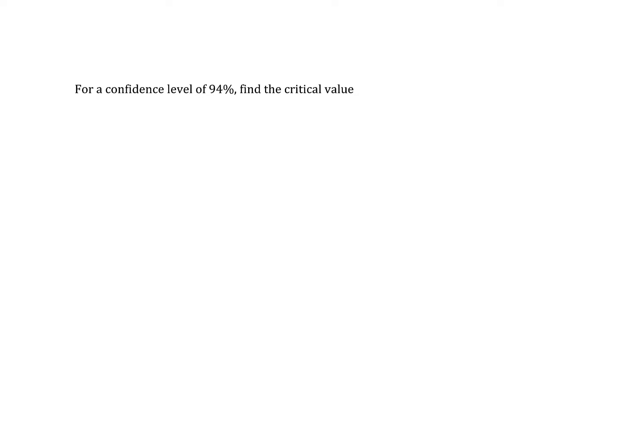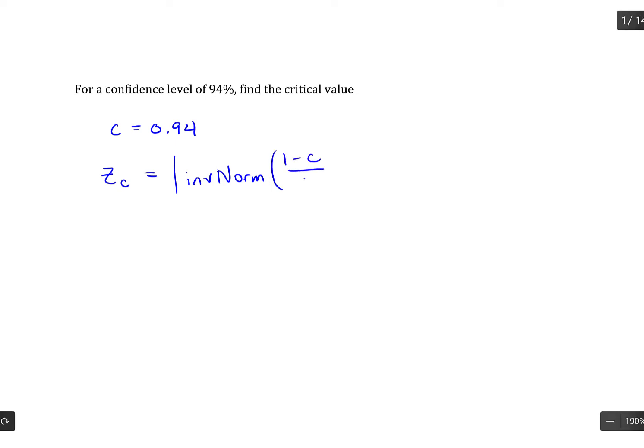For a confidence level of 94%, find the critical value. So we have a level of confidence of 0.94, and what we want to do is find a critical value that corresponds to that. The critical value, based on that given level of confidence on a normal distribution, has a formula. We do the absolute value of the inverse norm, or whatever technology you're using to come up with inverse norm probabilities is fine, but the input is (1 minus your level of confidence) divided by 2, and that's how you get your answer.